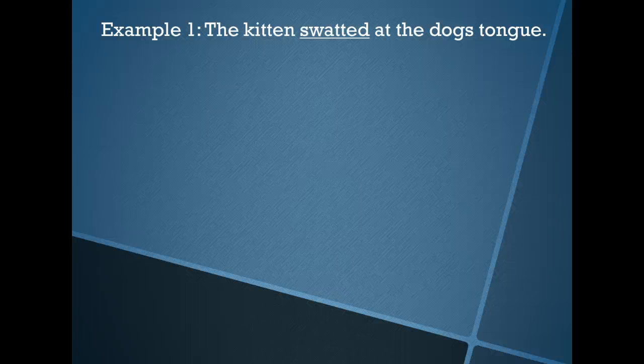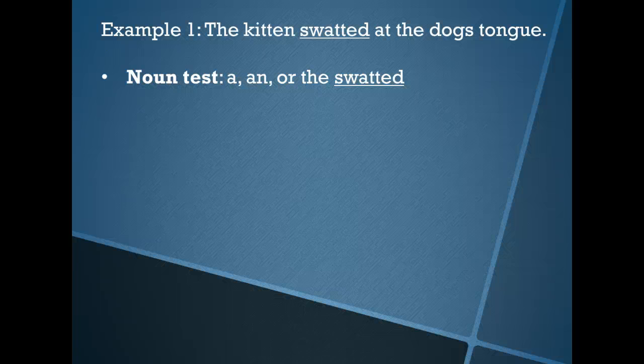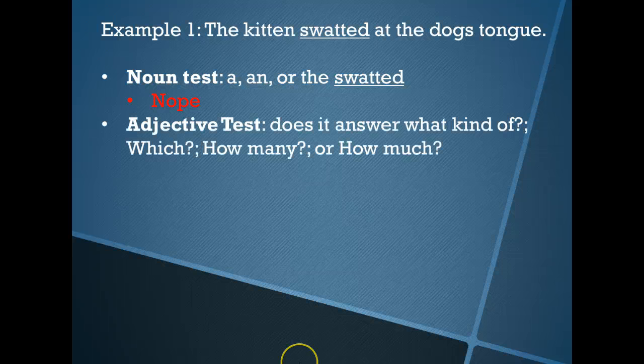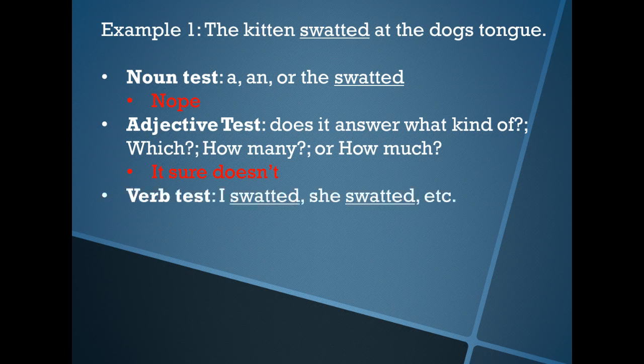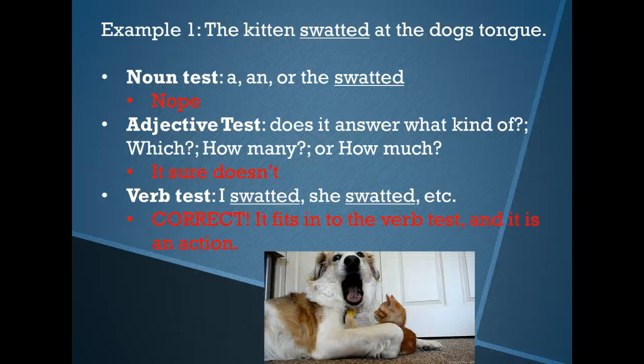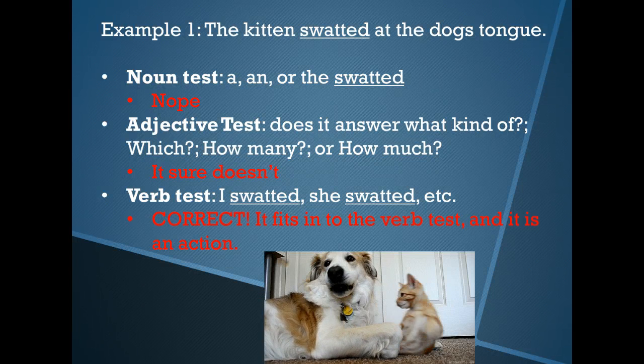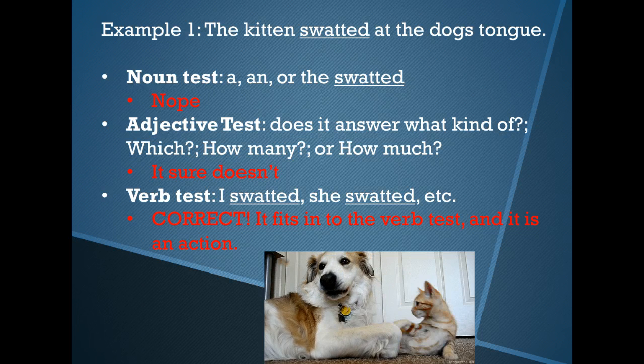Our first example is the kitten swatted at the dog's tongue. Let's do the noun test. A, an, or the swatted. Nope, this doesn't really make sense. So let's try the adjective test. Does it answer what kind of, which, how many, or how much? It sure doesn't. So, our other test, the verb test. Can we say I swatted, she swatted, they swatted, he swatted? This is correct. It fits into our verb test and it is an action. Therefore, it is a verb. As we can see, the cat is swatting at the dog's tongue, making it an action.